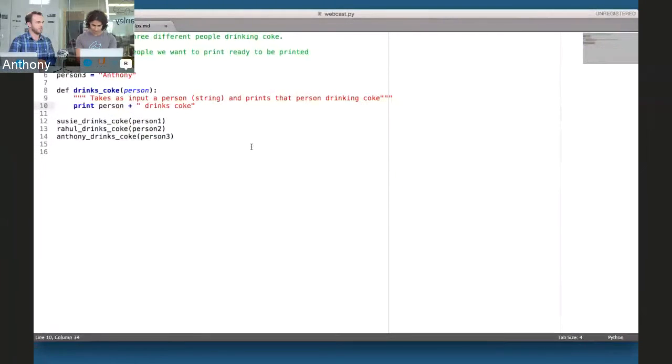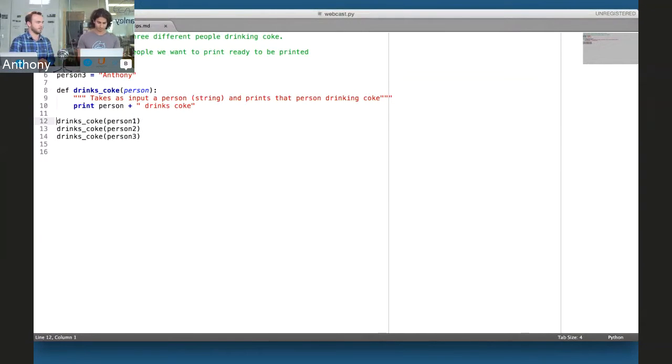We have a question here, asking about lines 12, 13, and 14. So 12, 13, and 14, right. Rahul, can you share your screen again and show how you would call these functions? These functions that Rahul has at 12, 13, and 14 are obviously no longer in our code. We no longer have a Susie drinks, Rahul drinks, or an Anthony drinks. Great point. So what we actually want to do is just drinks Coke on person one, drinks Coke on person two, drinks Coke on person three.